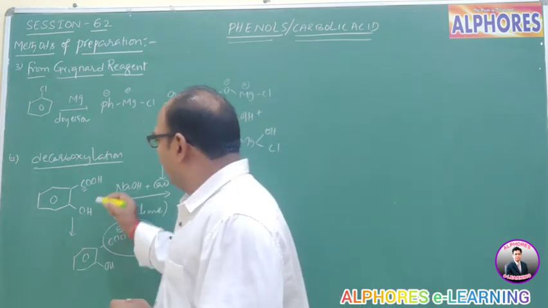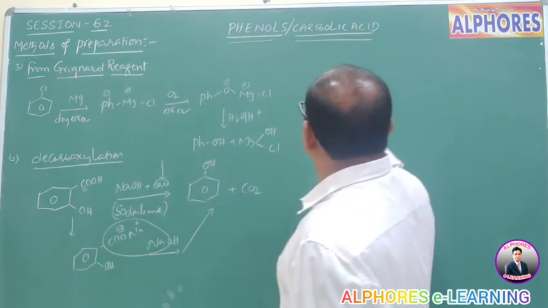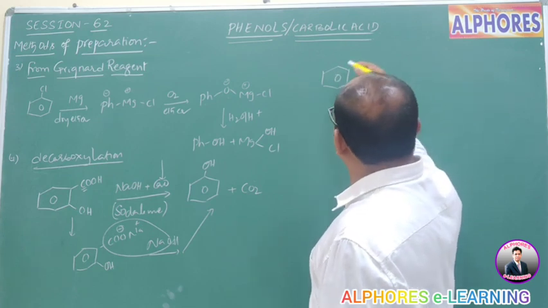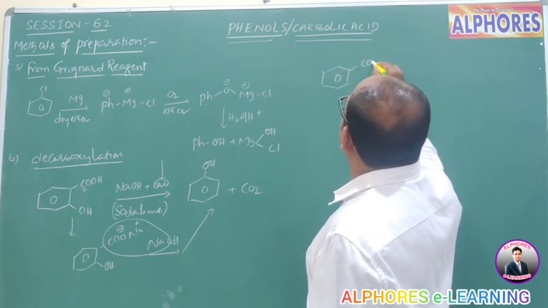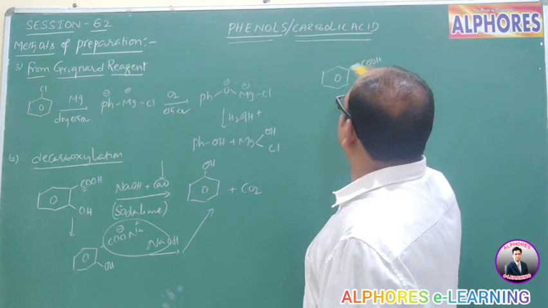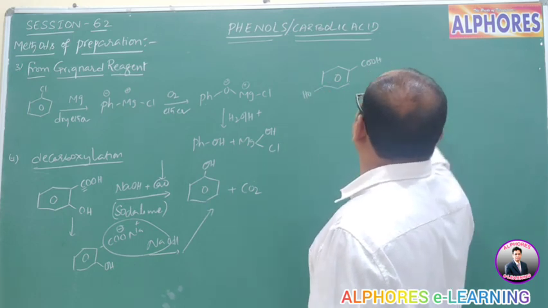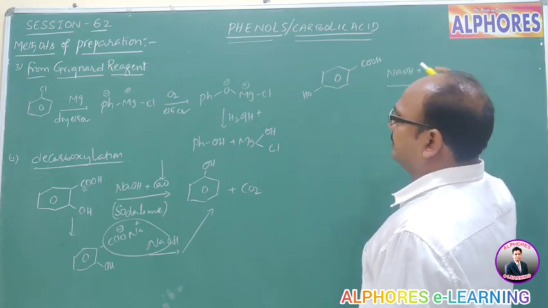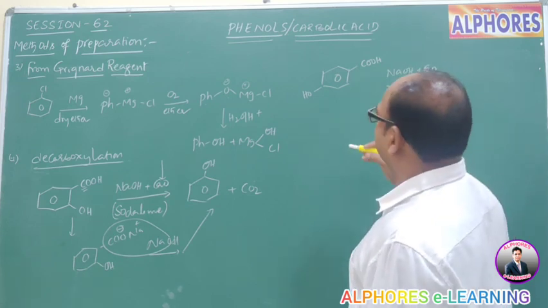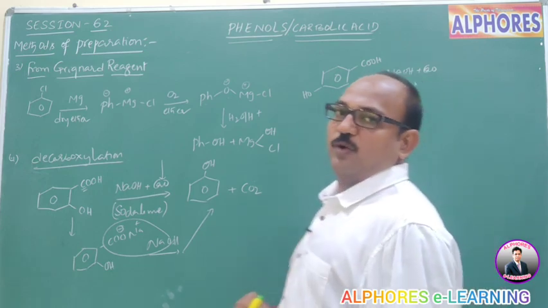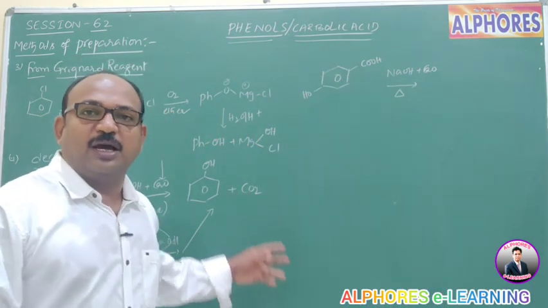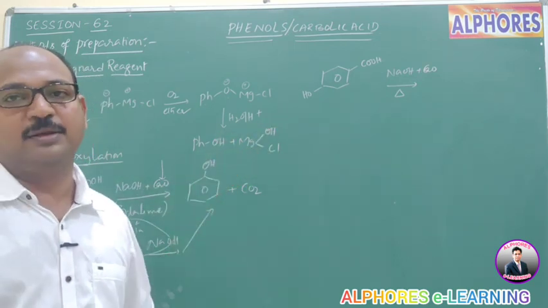Now instead of ortho-hydroxybenzoic acid, if we use para-hydroxybenzoic acid, this one upon reaction with soda lime, what product are we going to get? Are you getting any different product or the same phenol? Check yourself.